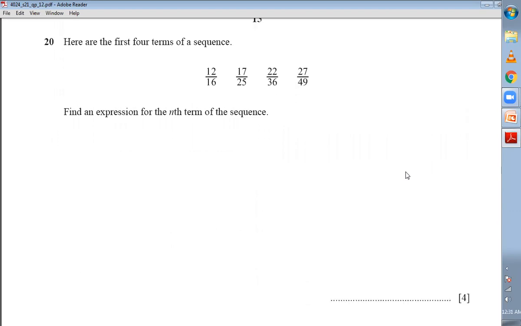Okay, here are the first four terms of a sequence: 12/16, 17/25, 22/36, 27/49. Find an expression for the nth term of the sequence.